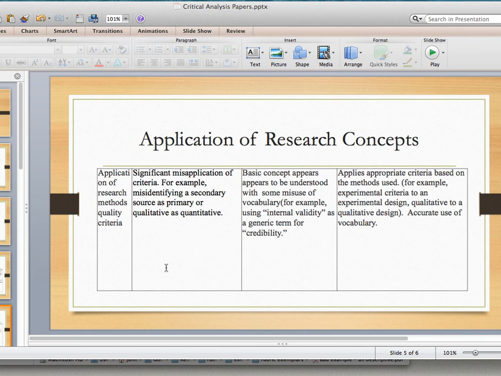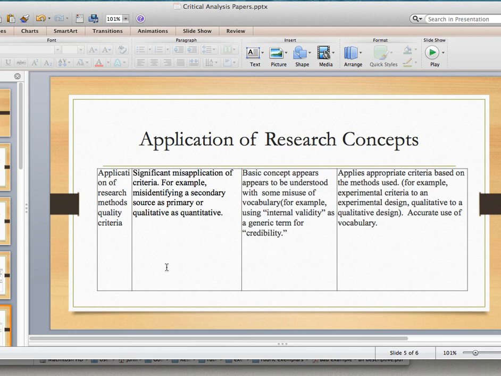All right, the next category in the rubric is application of research concepts. So what we're saying here is that when you're reviewing an experimental study, you should use critical analysis concepts and criteria for analysis that apply to an experimental study. And you should use the vocabulary correctly, and you should be demonstrating that you understand the criteria for analyzing research methods. Right. So here I don't have a good example. I mean, a good example is really the absence of error and everything making sense.